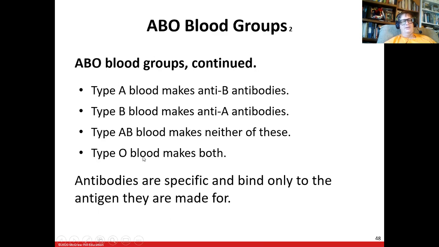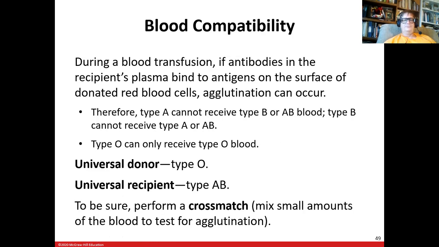Type O blood cannot receive A, cannot receive B, cannot receive AB, because it makes antibodies against A and against B, and any of those kinds of red blood cells are going to get attacked. So let's move on. During the transfusion, antibodies in the plasma bind to antigens on the surface of the donated cells. If that happens, you've got agglutination, you've got blood clotting going on.